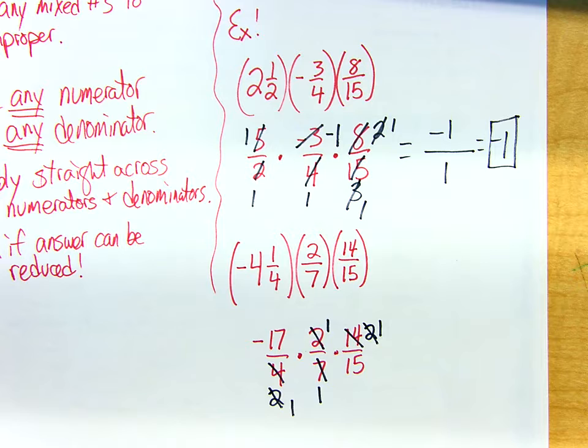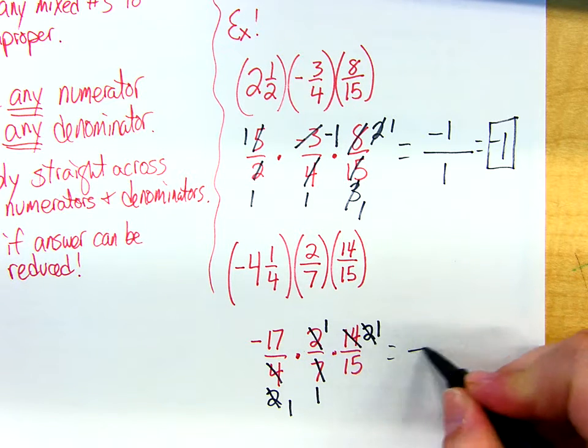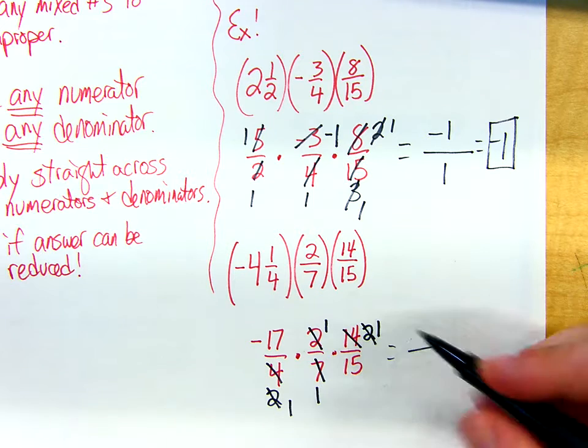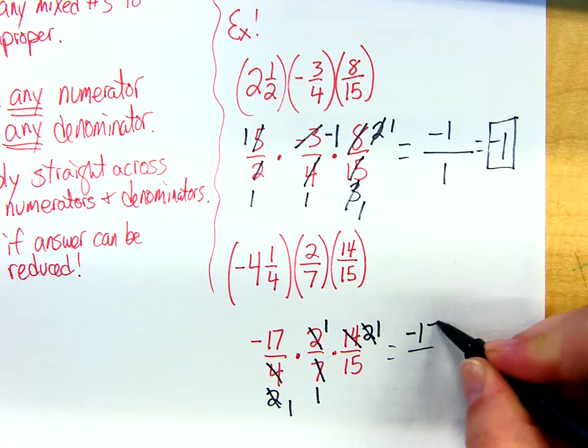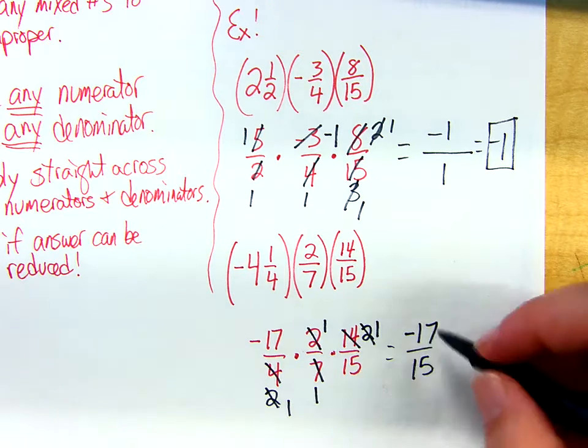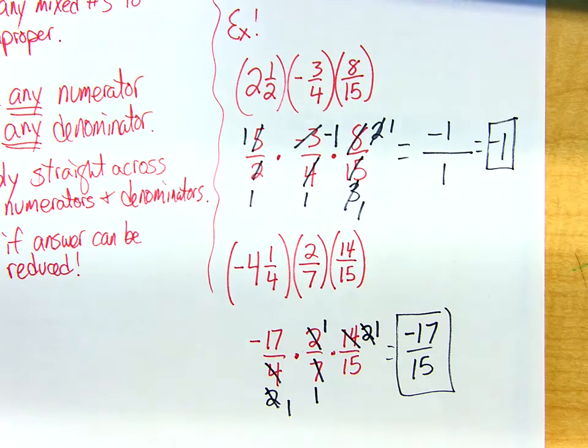I've done it all. So now all I have to do is multiply straight across the top. Negative 17 times 1 is just negative 17. And then on the bottom, 1 times 15? Just 15. You can always leave it improper for me. Yes, thank you for waiting. Okay, guys, does this make sense? All right.